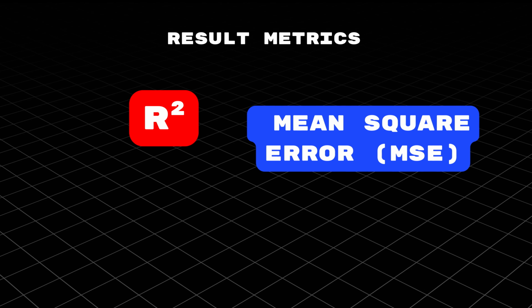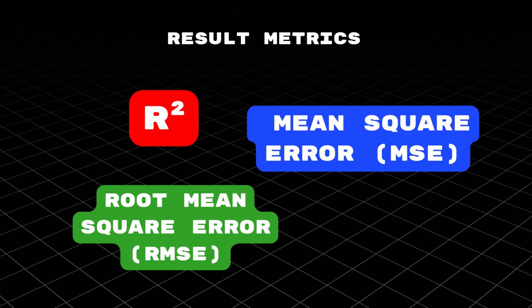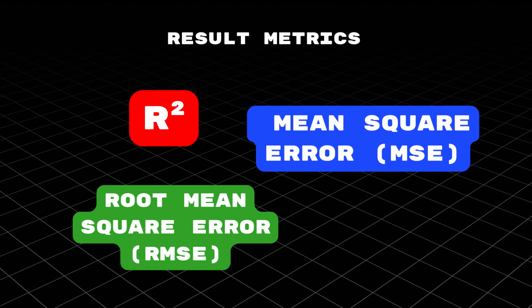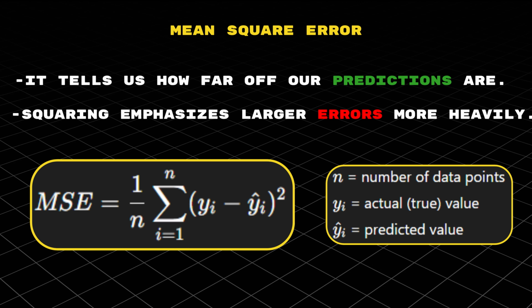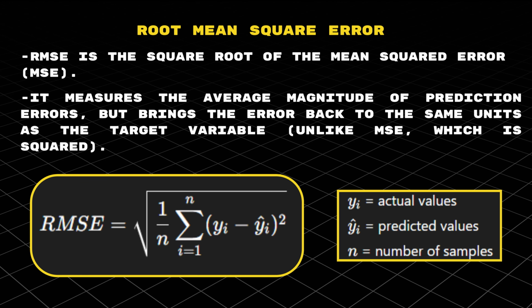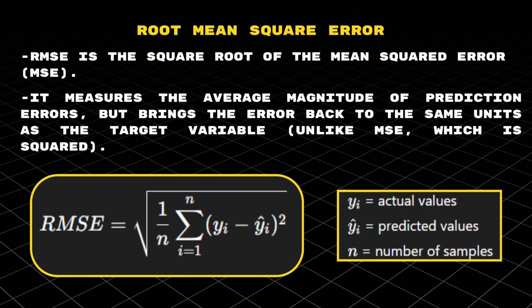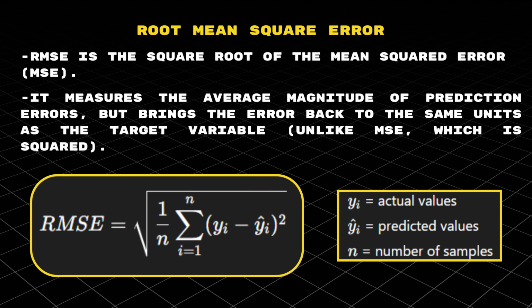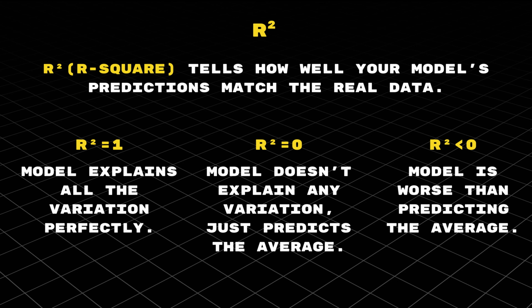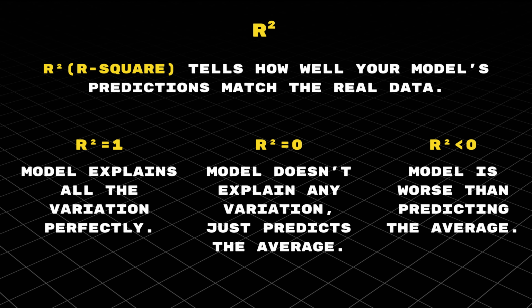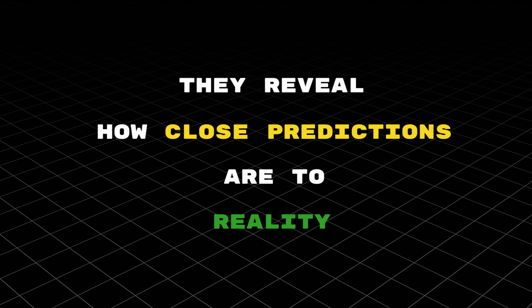R-square, mean square error, and root mean square error are used as performance metrics in regression tasks. Mean square error squares the error, so big mistakes hurt more. Root mean square error is just the square root of the mean square error. It is easier to read in real units. R-square shows how much of the data's variation is explained. Together, they reveal how close predictions are to reality.